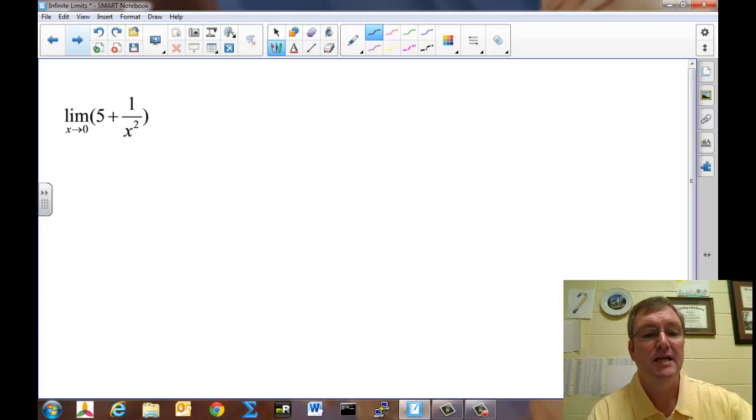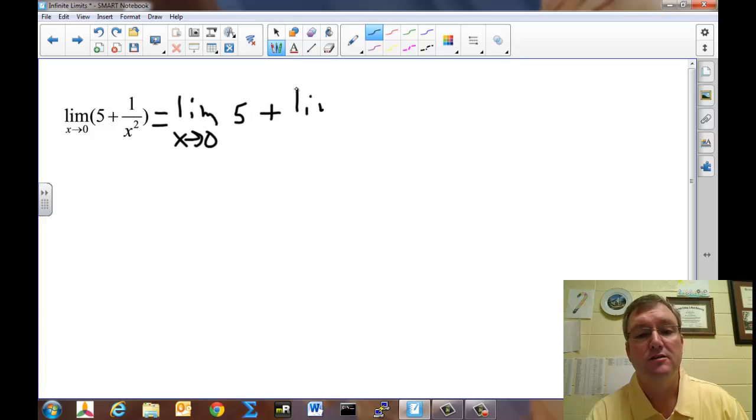What's the limit as x approaches 0 of this function here? Well, a strange looking function compared to what we've normally dealt with. Let's break it up. Because of the plus sign, we can rewrite this as two different limits. The limit as x approaches 0 of 5 plus the limit as x approaches 0 of 1 over x squared.